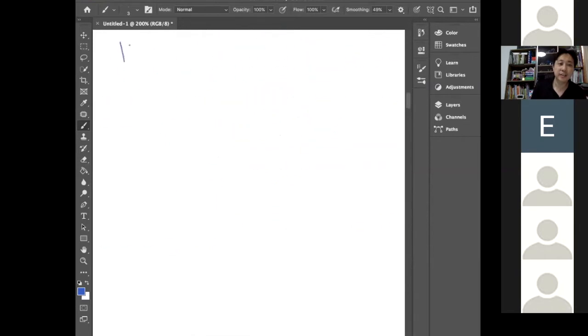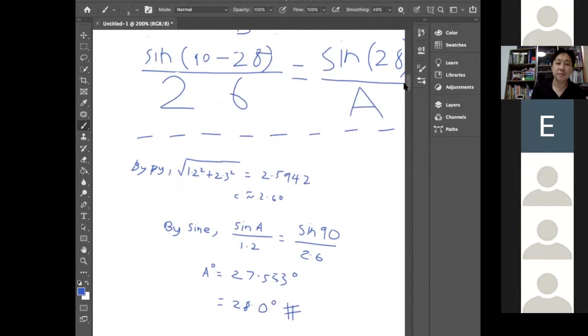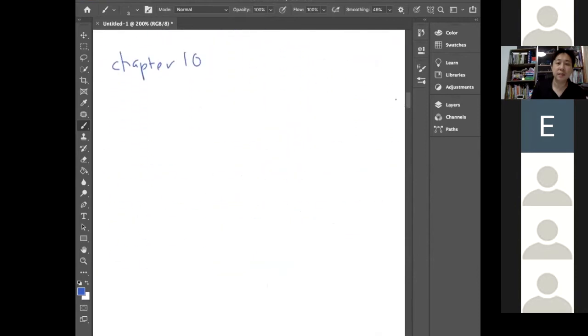Chapter 10, what's the answer again? 27.4. Wait, what? 28. Okay, I scroll out again. Round up. It's 28 again, is it? Yeah, 28. Okay, so today, chapter 10, we're talking about quadrants.